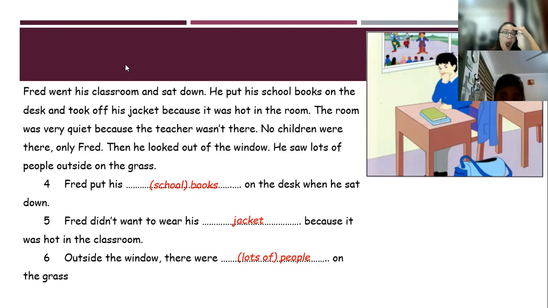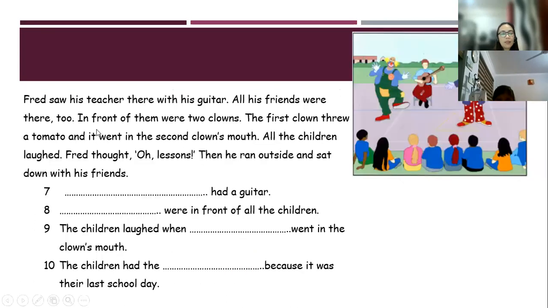Fred put his school books on the desk when he sat down. Fred didn't want to wear his jacket because it was hot in the classroom. Outside the window, there were lots of people on the grass. Okay, next.